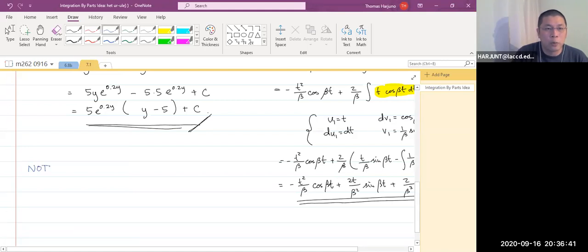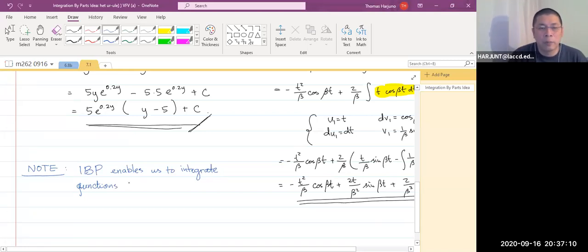And this note is super important. Integration by parts enables us to integrate functions which we only know its derivative.